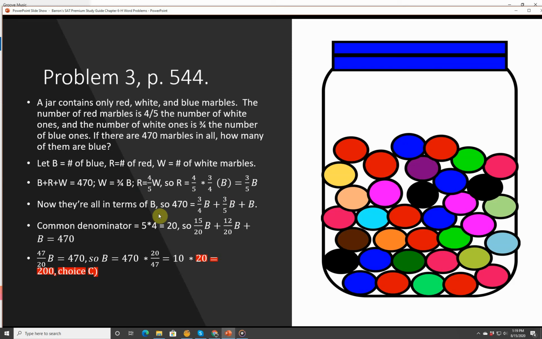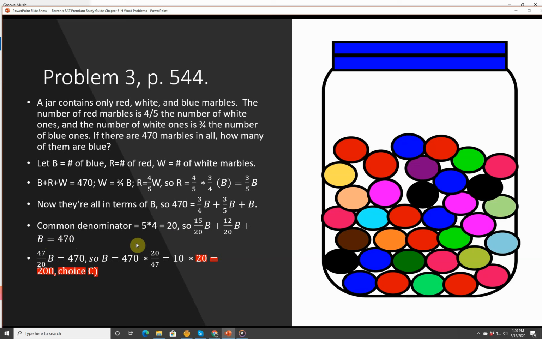So the common denominator is going to be 5 times 4, so it's 20. This one you have to multiply by 5, so this 3/4 becomes 15/20. And 3 times 4 over 5 times 4 becomes 12 over 20. So these add up to 27 over 20. B is, of course, 20 over 20, so you end up with 47 over 20 B is equal to 470.